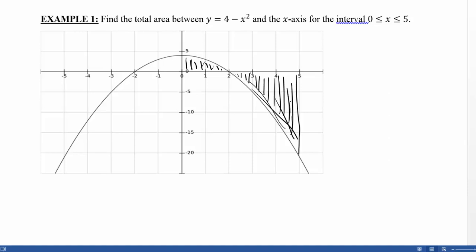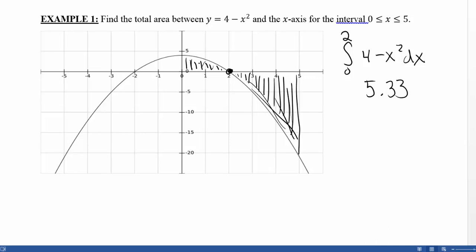Instead, we need to figure out a way how we can figure out the area from 2 to 5, and we need to count that as positive. So we can use integrals to help us out. So if we take the integral from 0 to 2, notice that 2 is where I cross through the axis. That's why I'm picking that as my point here, of 4 minus x squared dx. If I were to integrate that function, I would get 5.33. And that number comes out as positive, which I was expecting since this area is above the x-axis.